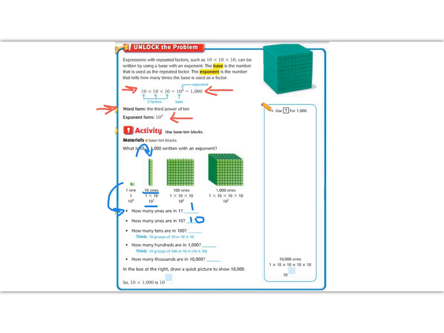Getting bigger, we have a flat. A flat is 100 1s. Each one of our little cubes in a flat is worth 1. So if we have 10 times 10, that's 100. And I covered it up with my mark, but we write this as 10 with a 2 up at the top because there are 2 10s. And that means we have 100.